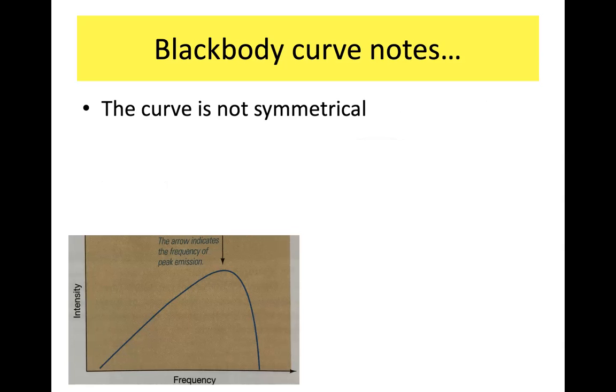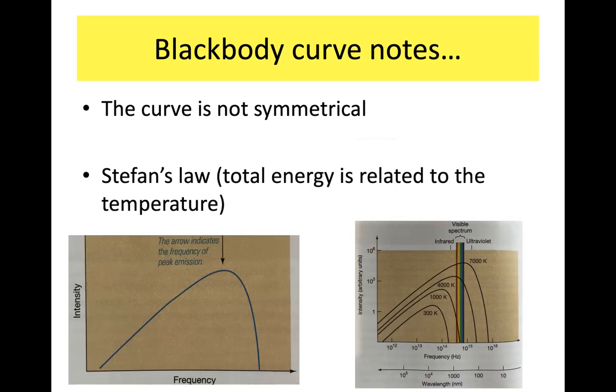If you graph it by frequency, it has a small slope going from left to right until you reach the peak, and then it has a really sharp slope going downwards. So it's not symmetrical. You're going to see this in the book. If you read the text, it talks about this thing called Stefan's law. Stefan's law just basically says this, that the total energy is related to the temperature. In other words, the area under each one of those curves.